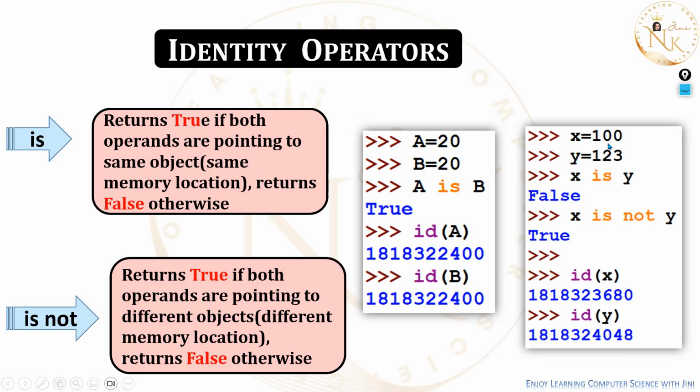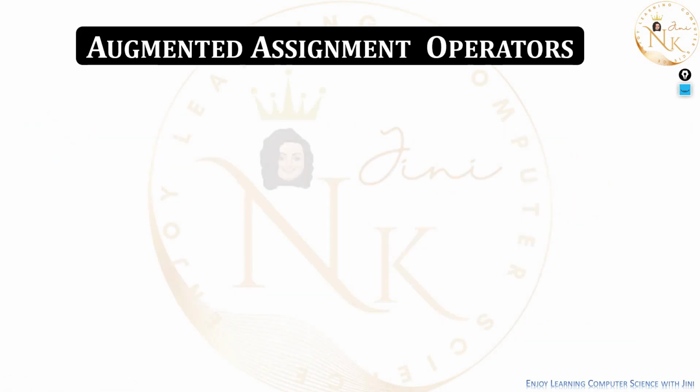Okay. Now, X is equal to 100, Y is equal to 123. So the memory address of X is different from Y. So X is Y will become false. X is not Y will become true because both are different memory locations. So is returns true if both the operands are pointing to the same memory location or same object. Is not will return true if they are not pointing to the same memory address.